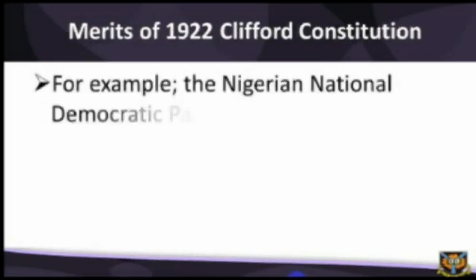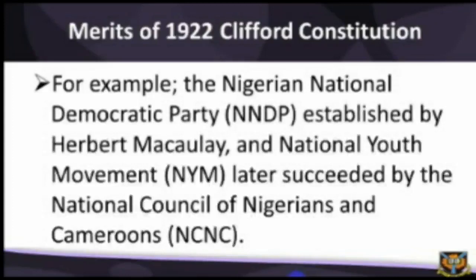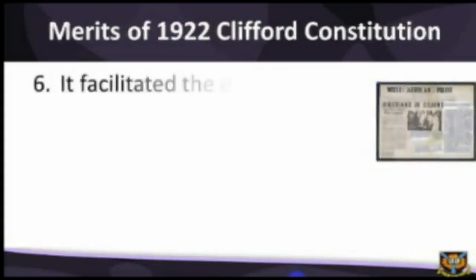For example, the Nigerian National Democratic Party, NNDP, which was established by Herbert Macaulay, and the National Youth Movement, NYM, that was later succeeded by the National Council of Nigerians and Cameroons, NCNC.